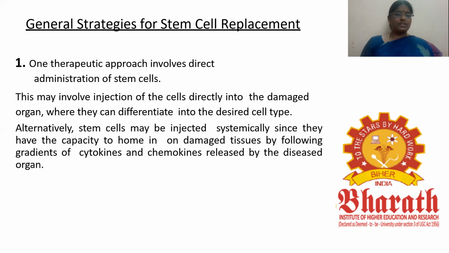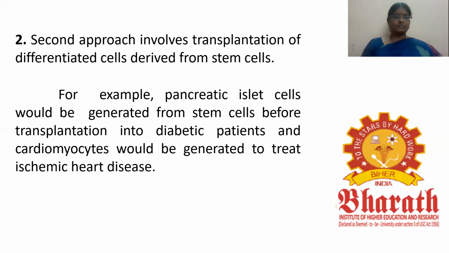Next, coming to the general strategies for stem cell replacement. The first approach mainly involves the direct administration of stem cells. So this may involve injection of the cells directly into the damaged organ where they can differentiate into the desired cell type. And the next one is the stem cells can be injected systemically since they have the capability to home in on damaged tissues by following gradients of cytokines and chemokines released by the diseased organ. So mainly it is used in the various stem cell replacement techniques.